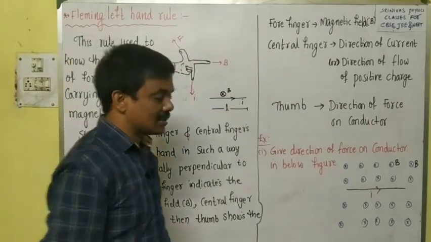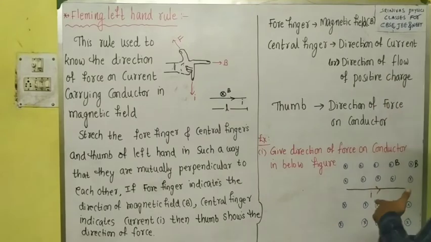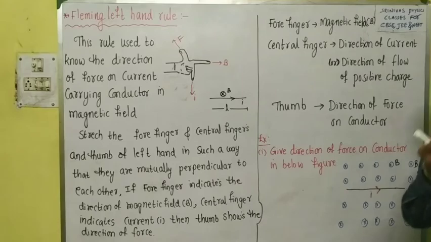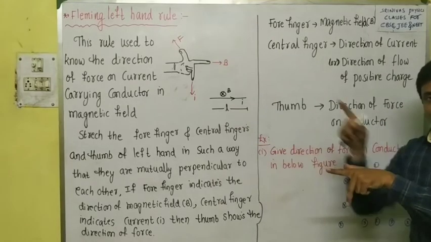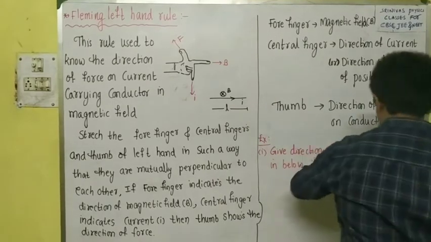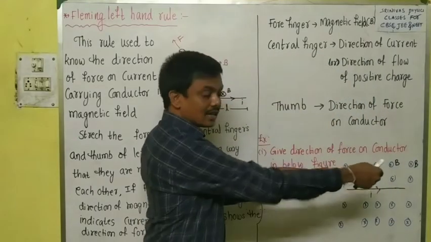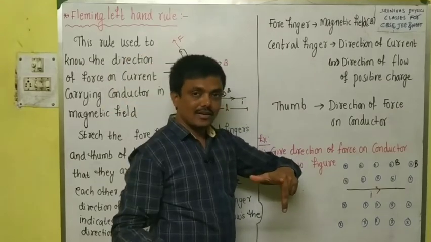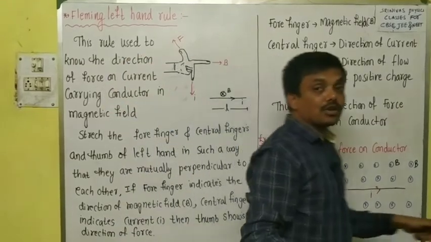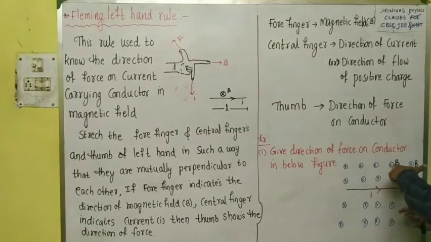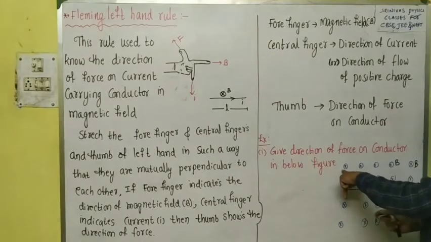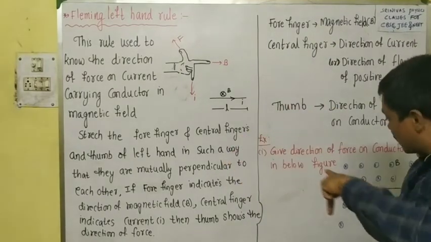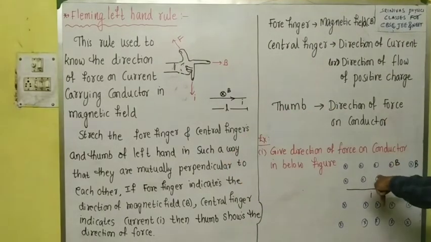Now let us see the example very carefully. Look here. The field is inward; the cross indicates inward. This is the forefinger, and the forefinger should point into the board. Field is inward, and the forefinger indicates the field. The field is inward into the board.